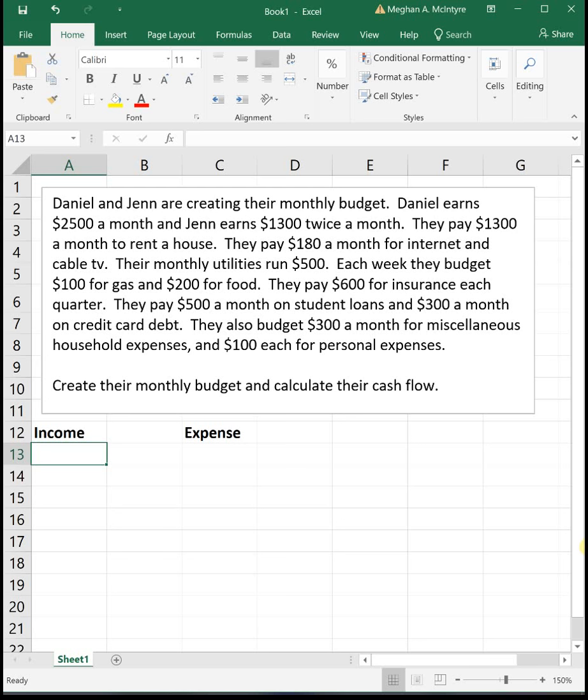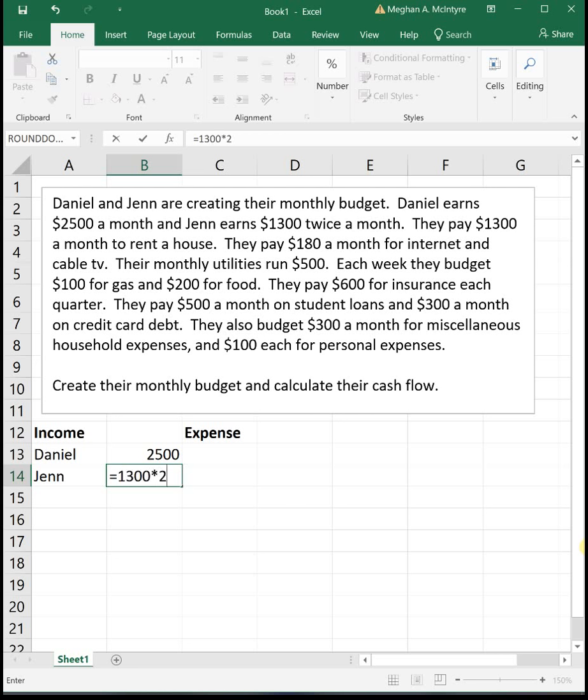So let's see. Daniel is bringing in income. He earns $2,500 a month. That's just straight up every month he gets $2,500, so I'll put that there. And then Jen earns $1,300 twice a month. So for her, we need to recognize that she gets that $1,300 twice a month, so times 2. Her prorated monthly income is $2,600.